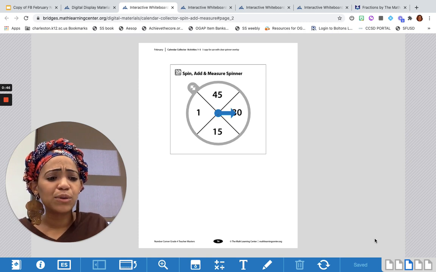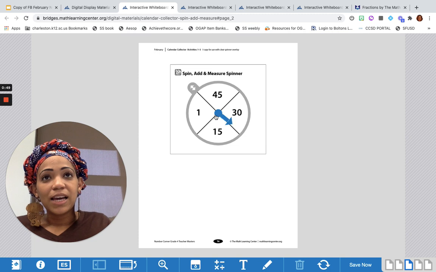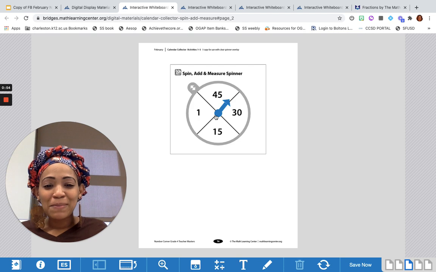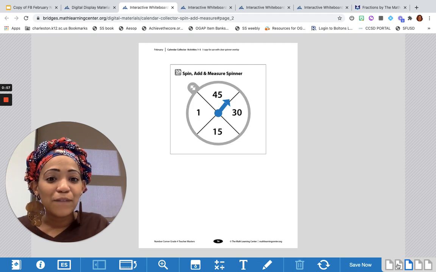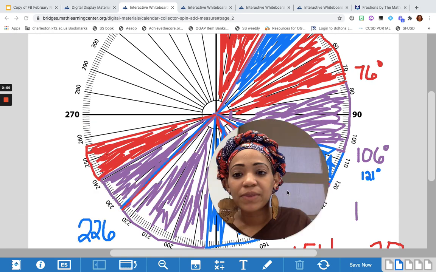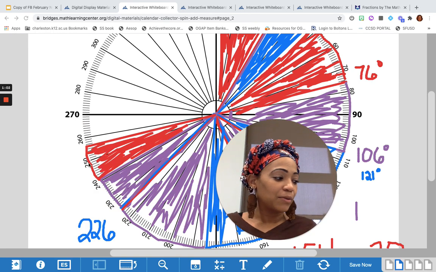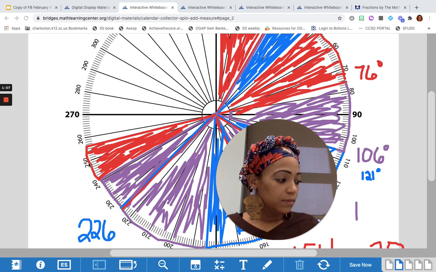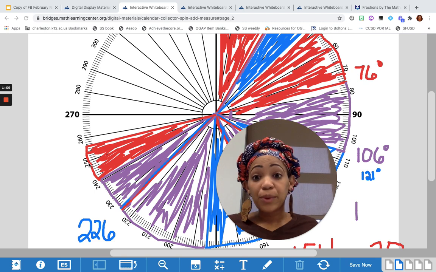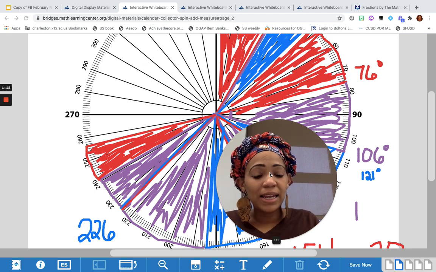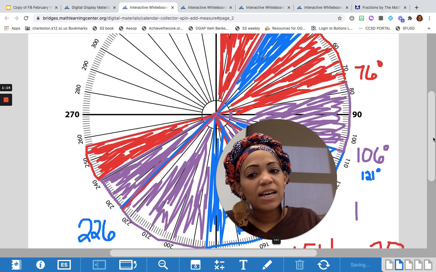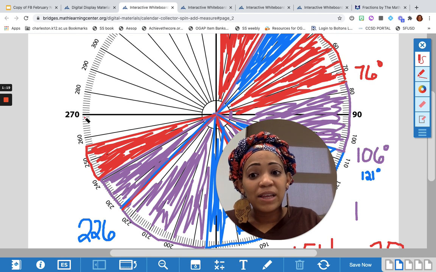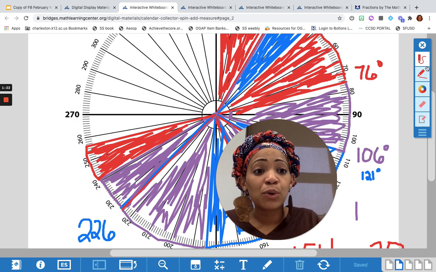So far we have 257 degrees, and we know 3/4 of the way is 270 degrees. And look, we made it past because we just spun 45 degrees. So if we had 257 and we add 45 to it, what should we get? 302 degrees. So we made it not way past, but a good bit past where I was hoping that we would get to at least 3/4 of a full rotation.